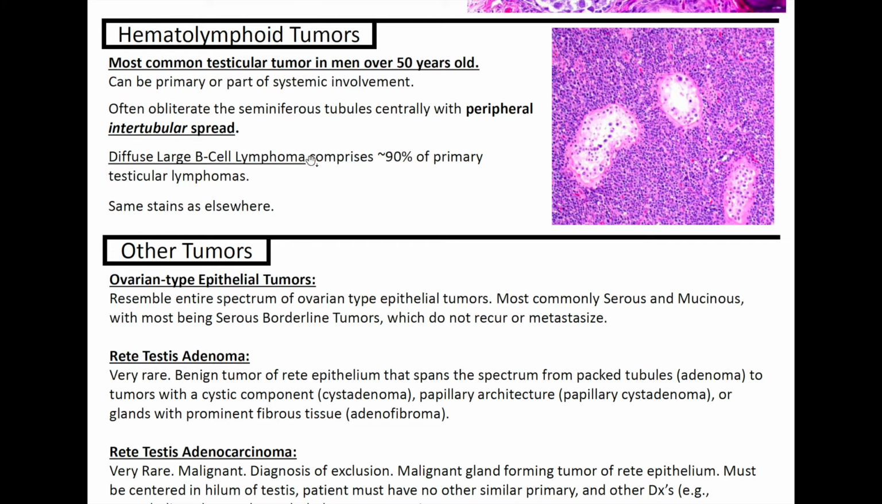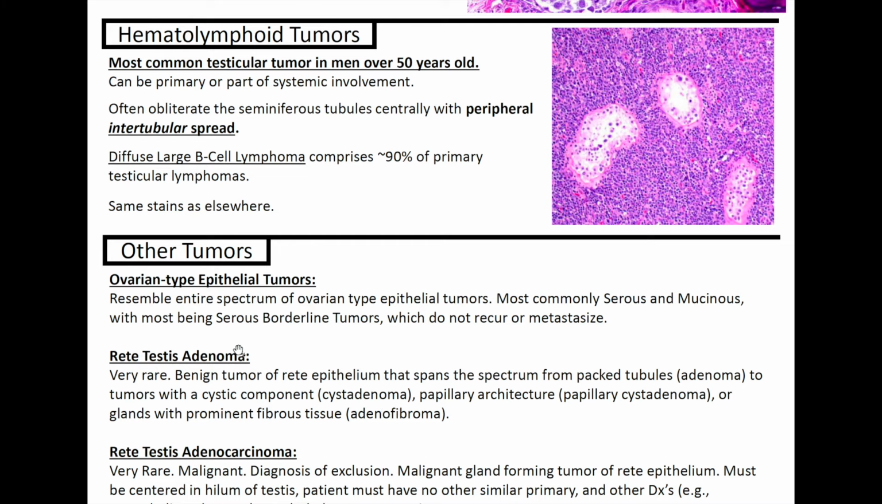Some other tumors to be aware of, you can have ovarian type epithelial tumors. These resemble the entire spectrum of ovarian type epithelial tumors, most commonly serous and mucinous, with most being serous borderline tumors, which do not recur or metastasize. You can have a rete testis adenoma. These are very rare. A benign tumor of the rete epithelium that spans the spectrum from packed tubules, adenoma, to tumors with a cystic component, cystadenoma, papillary architecture, papillary cystadenoma, or glands with prominent fibrous tissue, adenofibroma.